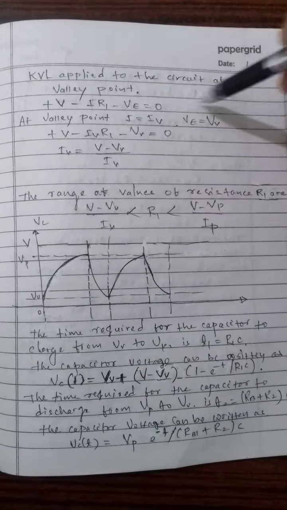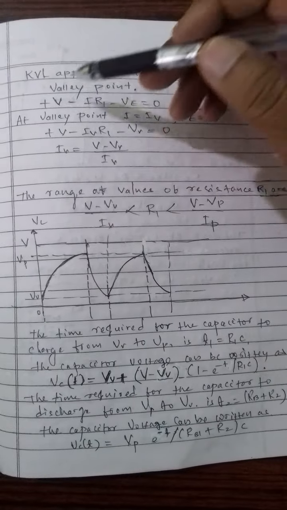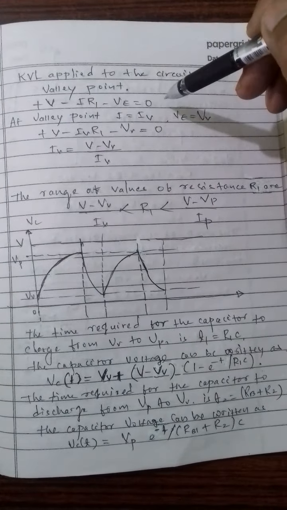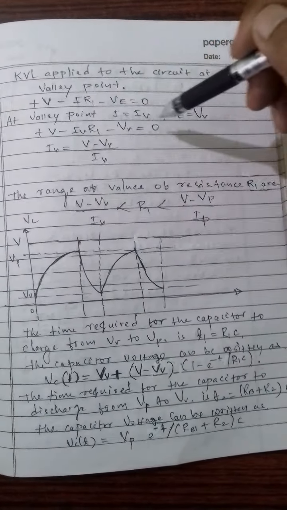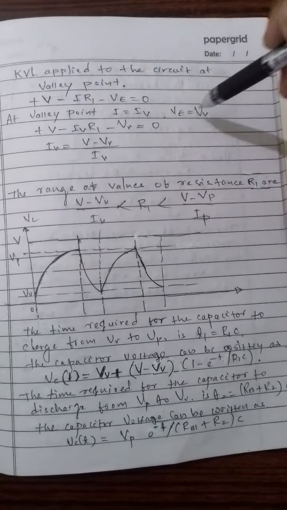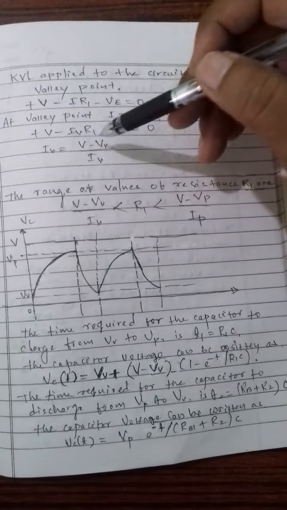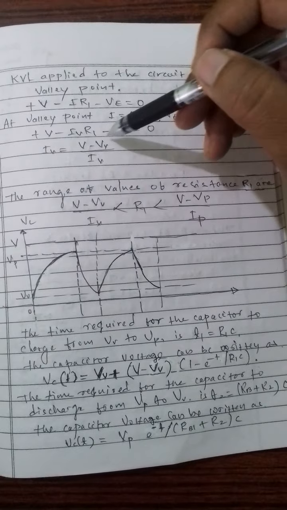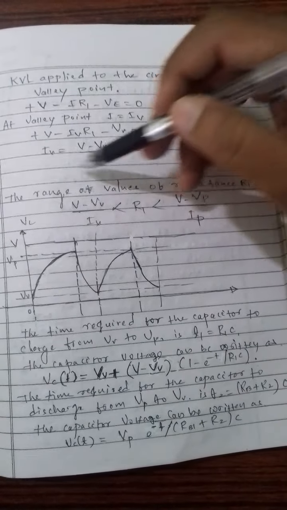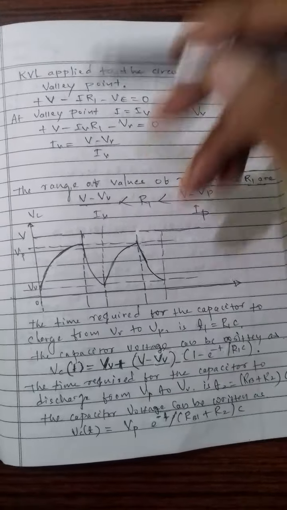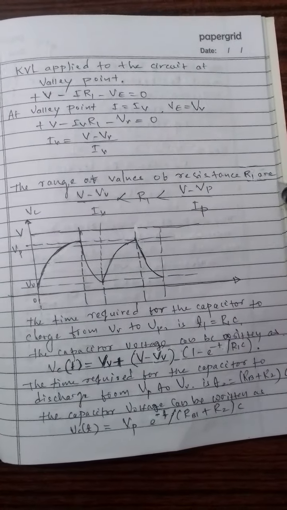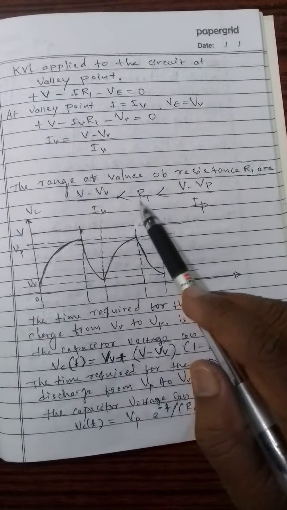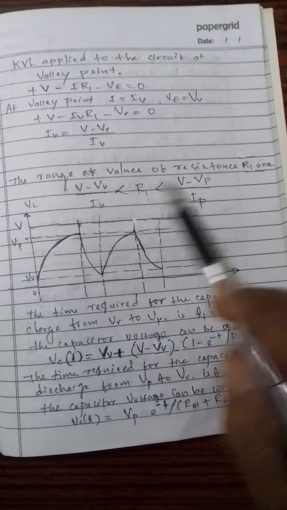KVL is applied to the circuit at the valley point: plus V minus I R1 minus VE is equal to 0. At the valley point, I is equal to IV, VE is equal to VV. So that plus V minus IV R1 minus VV is equal to 0, so R1 is equal to (V minus VV) upon IV. The range of values of resistance R1 is (V minus VV) upon IV to (V minus VP) upon IP.